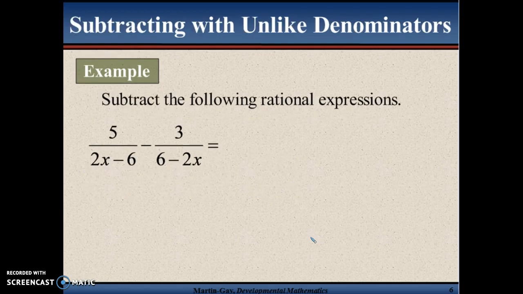Subtracting is the same idea, except that you've got to remember that you're going to have to distribute this negative or deal with it some way or another before you can simplify and get your final answer. So if I'm looking for my common denominator, 2x minus 6 and 6 minus 2x, I see the exact same thing, just reversed. It's all subtraction and my terms are just reversed.